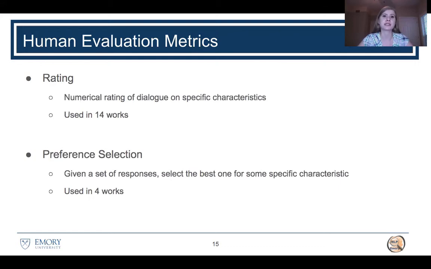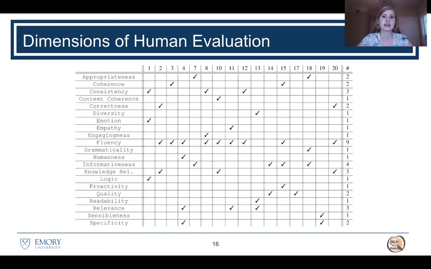Similar to what we did for the automated metrics, we also looked at the spread of dialogue dimensions across works. This table shows the dialogue dimensions that were used and what paper they were used in. In total, we found 21 dialogue dimensions that were used. As you can see, there's pretty large sparsity present in this table where only few works use the same dialogue dimensions as others in their evaluations. And actually, there's really only one dimension that we saw, which is fluency, that was used on a widespread basis. And even then, it was only used in 9 of the papers.